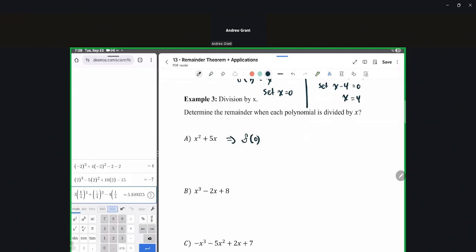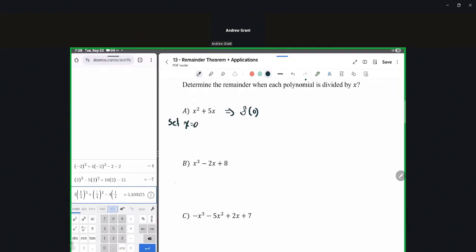So we're looking at x. So we want to know the remainder when x to the power of 2 plus 5x is divided by x. So we set x equal to 0.